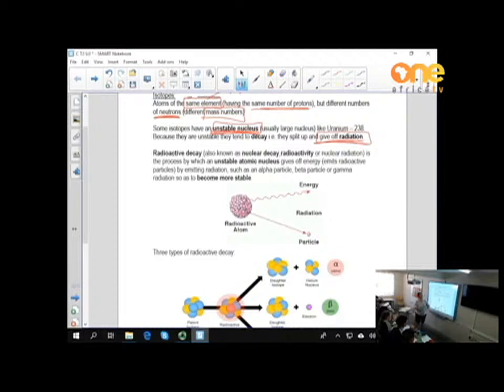Take uranium-238, isotope 238. Remember, uranium has 92 protons. The mass number is 238, but there's a 234 and a 235 isotope as well. The 238 one is especially unstable. In an effort to become more stable, this nucleus gives off some energy. We call that energy radiation, and we say they are unstable, so they tend to decay, break down or change by giving out energy.